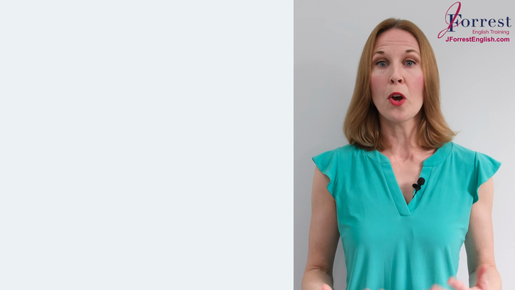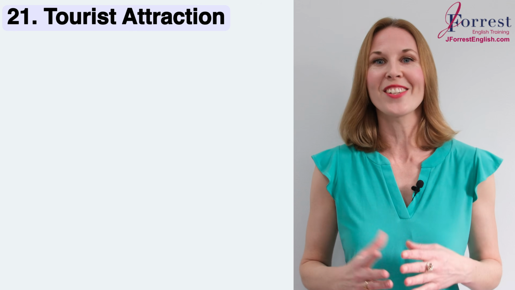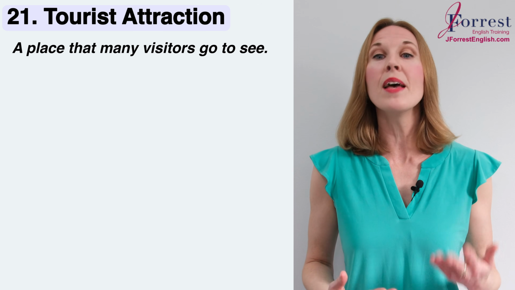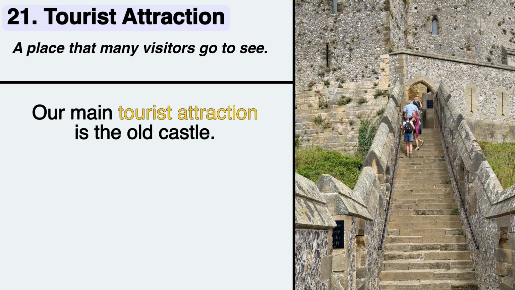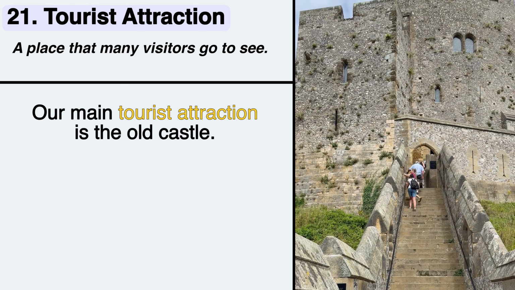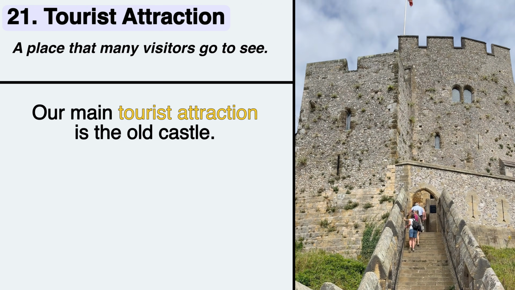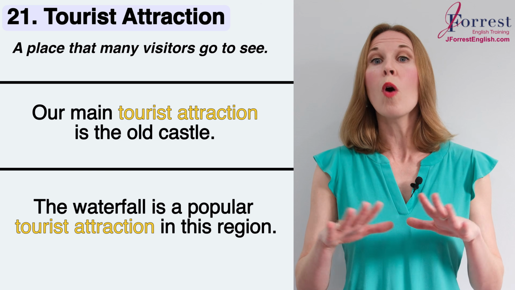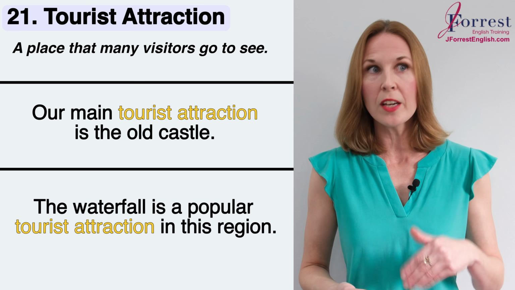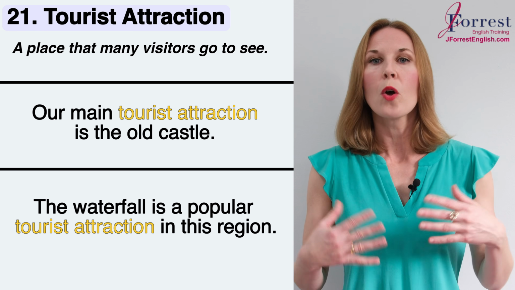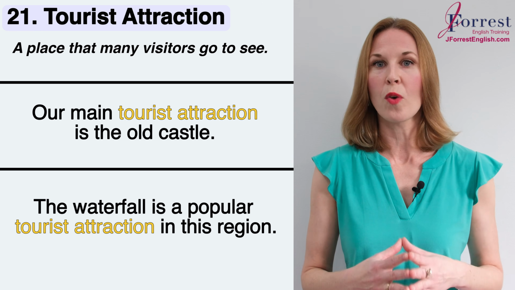Of course, you probably know what a tourist attraction is. This is a place that many visitors go to see. You can say our main tourist attraction is, and then whatever it is, the old castle, for example. Or you can say the waterfall is a popular tourist attraction in this region, this area, this suburb, whatever type of vocabulary you want to use.